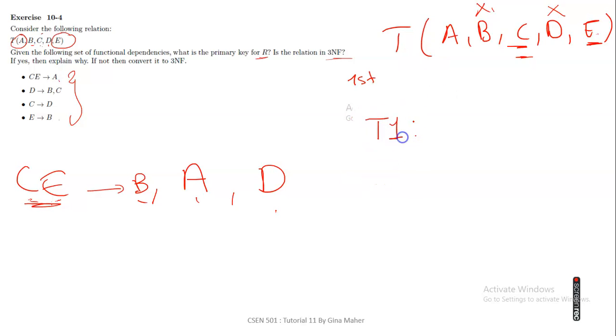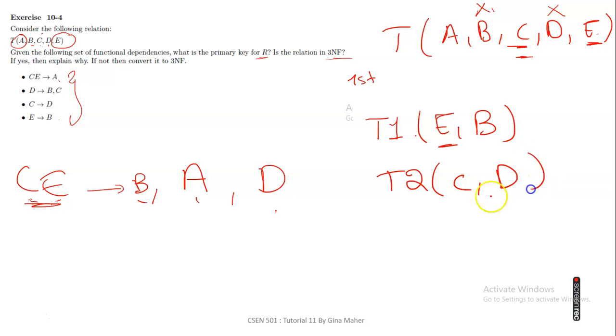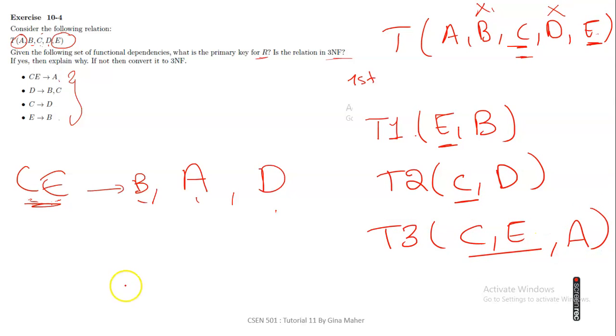So we will have T1 with E and B, T2 with C and D, and T3 with the remaining C, E, A. Now let's check. Definitely T1 is in the second and T2 is in the second because the primary key is one attribute. Now, can we deduce A from a subset of CE, from E alone or C alone? Actually, no. So T3 is in the second as well.